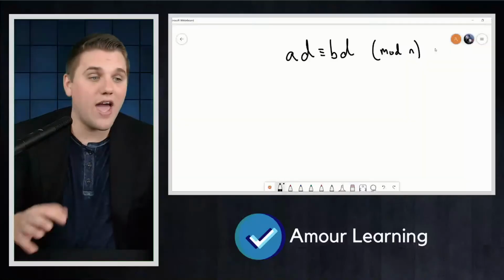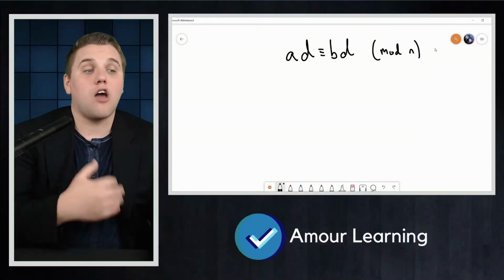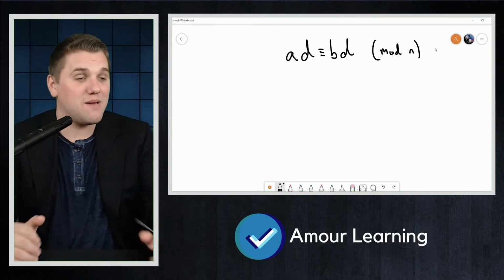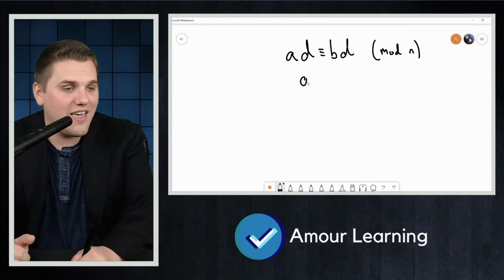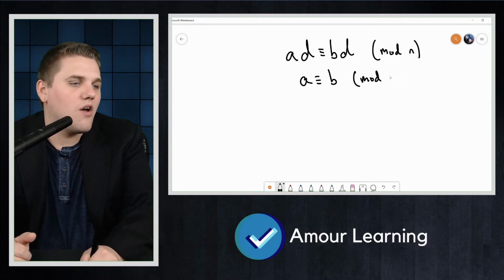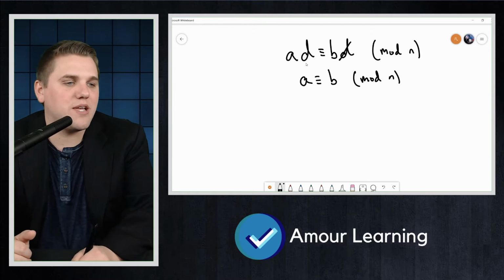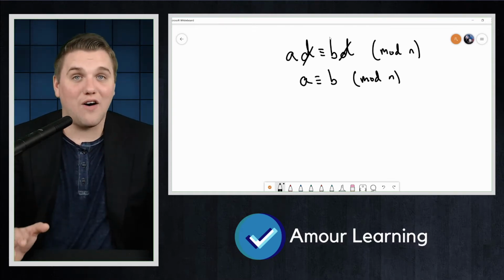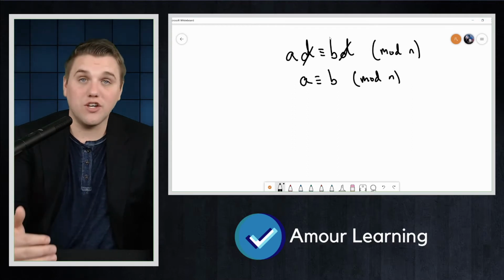In other words, even if we have something like A times D congruent to B times D mod n, that doesn't necessarily mean that A is congruent to B mod n. We can't just simply divide both sides by D. It's a little bit more involved when we work with division.